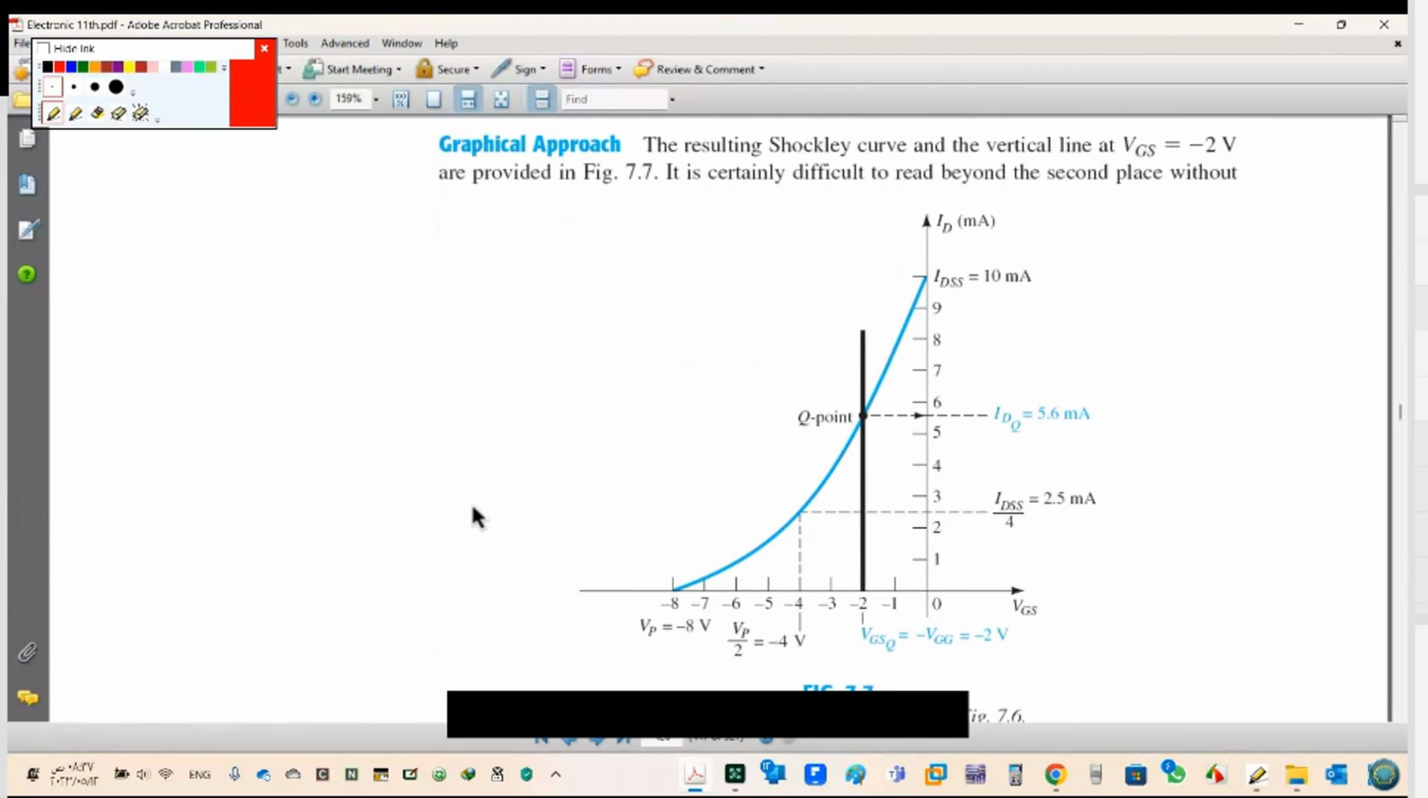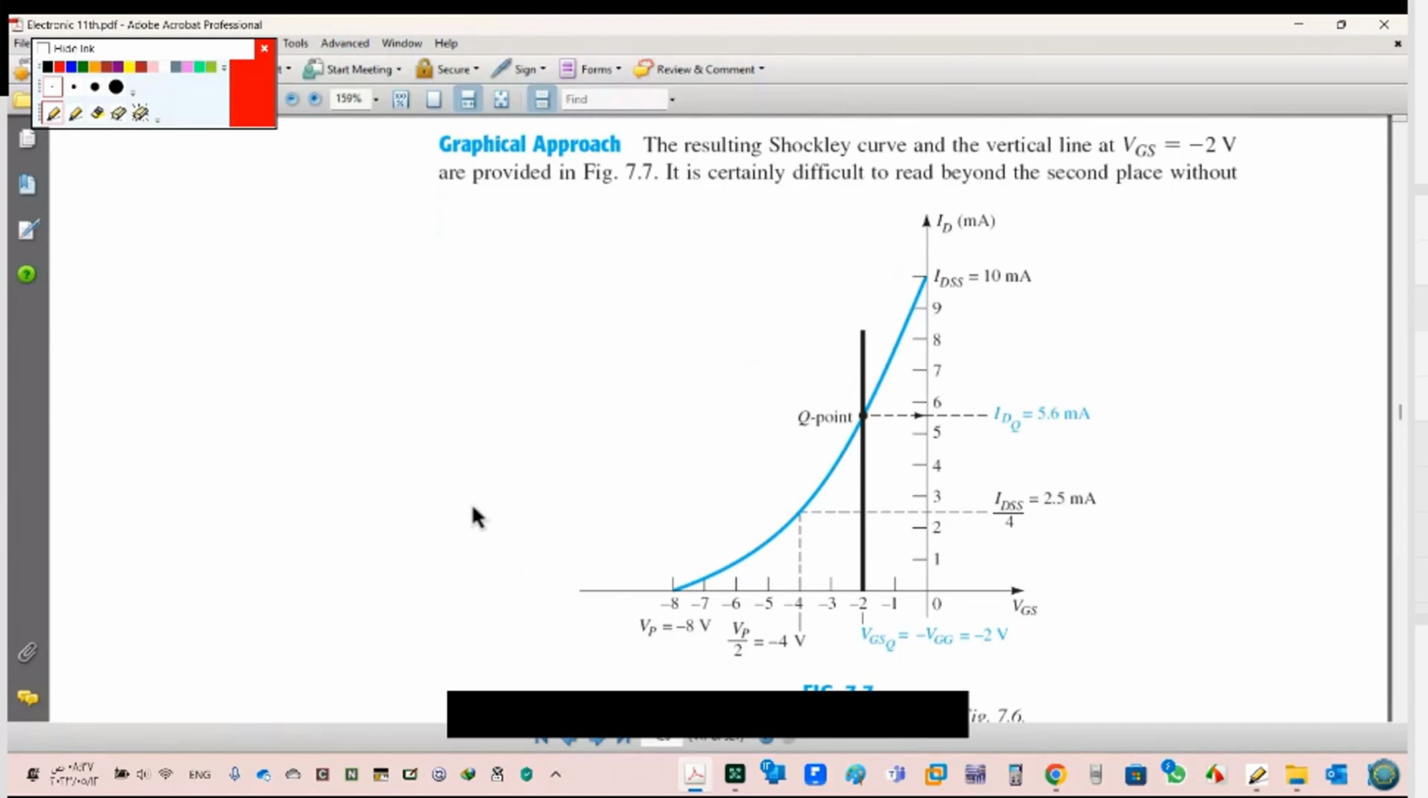You have to draw this transfer curve and find the value from the transfer curve. Doctor, there is a little bit of shift between each student. For example, here IDQ is 5.6. So if it's 5, I will accept. 5.4, I will accept. Not 5.5 and 5.7. That means 1 milli before, 1 milli after. We can accept this because it's a graph.